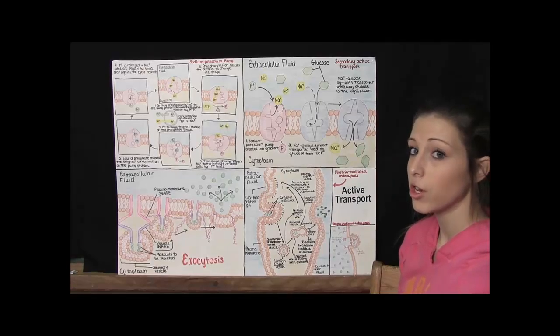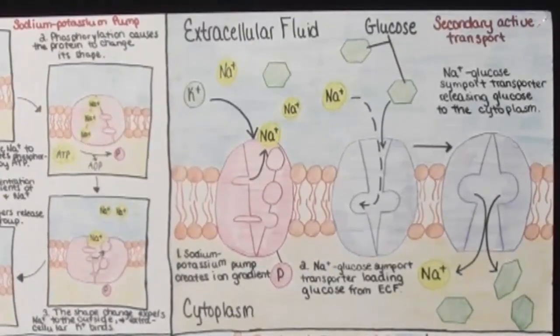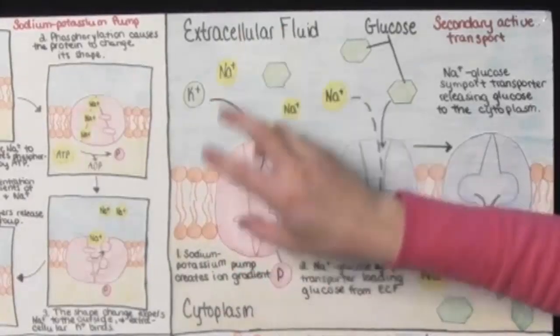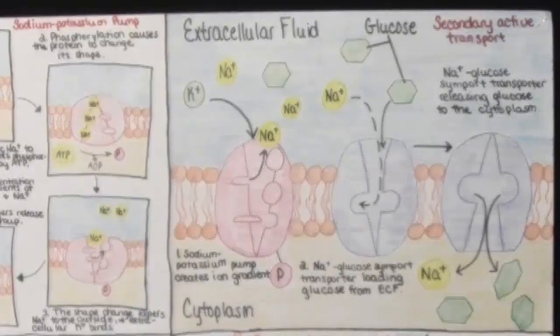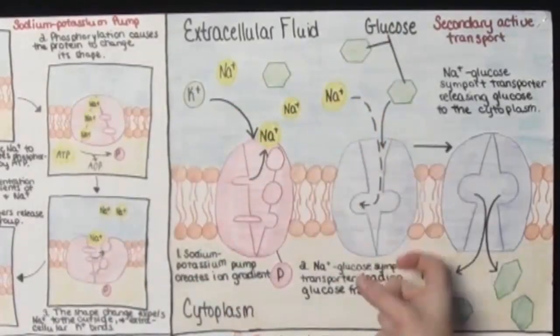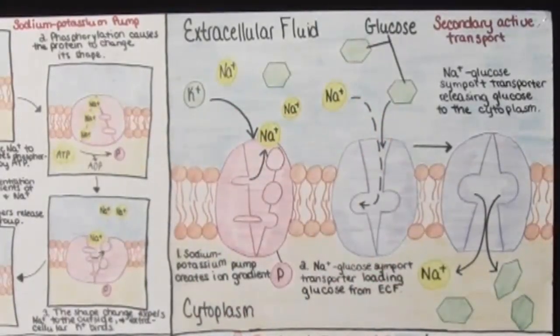The second type of active transport is secondary active transport. It also uses a sodium-potassium pump, but sodium is pushed outside the cell against its concentration gradient and it stores up energy. As the sodium flows back into the cell, with the help of a carrier protein, it pulls along with it glucose, thus ending secondary active transport.